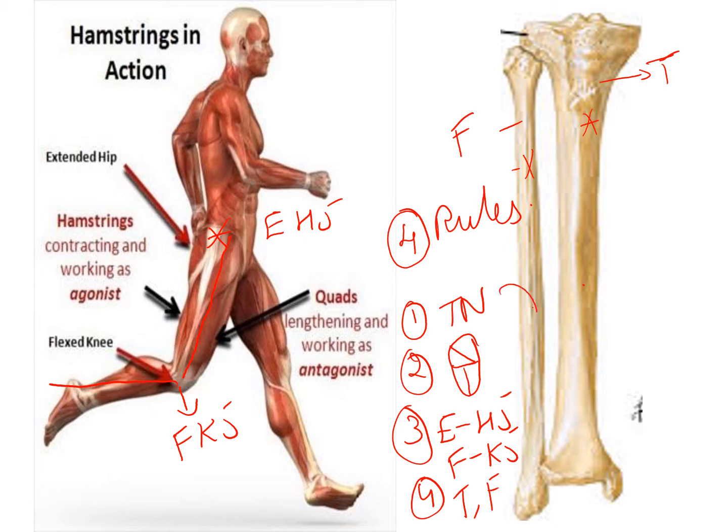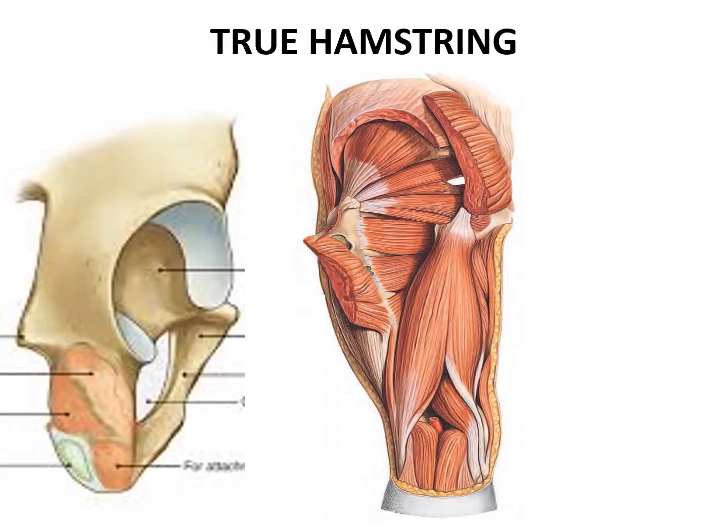The muscles which follow all these four rules are called the true hamstring muscles, whereas those which partially follow them are called modified hamstring muscles. Now we will discuss the true hamstring muscles. True hamstring muscles will follow all the four rules. Let us see what the true hamstring muscles are.